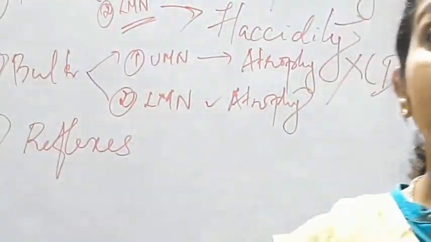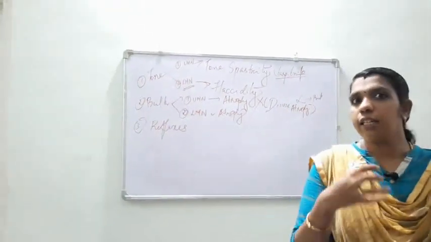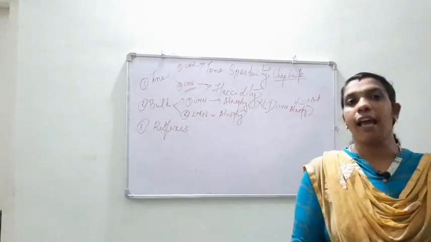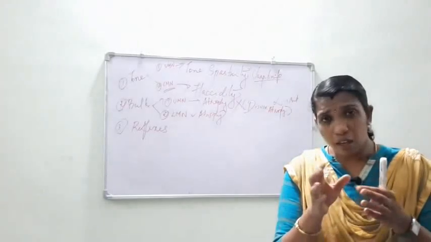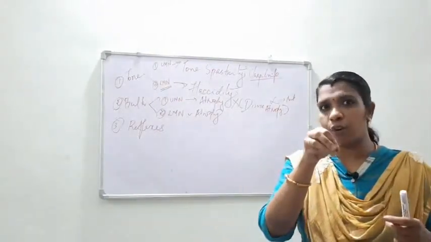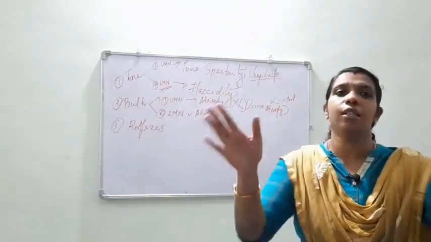Reflexes. So reflexes are stretch reflexes. Here, the lower motor neuron is responsible for the activity. That is, it is the first thing which induces the activity. The first thing responsible for the stretch reflex is the lower motor neuron. And the upper motor neuron is the thing which controls this lower motor neuron.